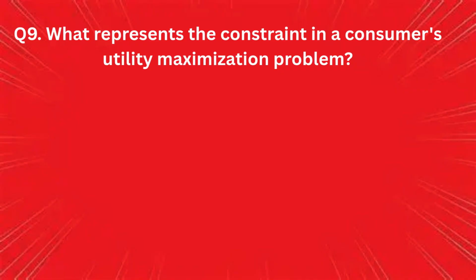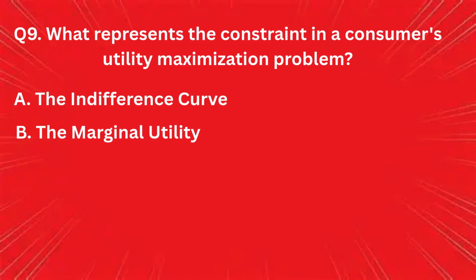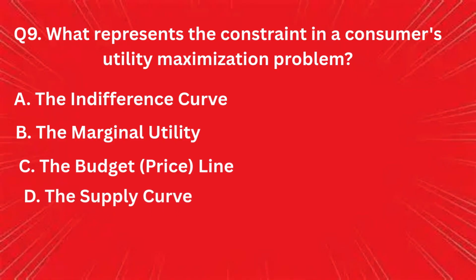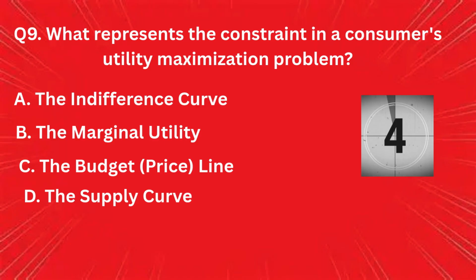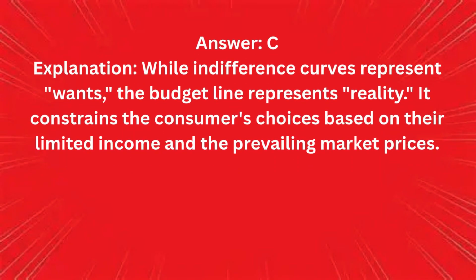9. What represents the constraint in a consumer's utility maximization problem? A. The indifference curve. B. The marginal utility. C. The budget, price, line. D. The supply curve. Answer: C. Explanation: while indifference curves represent wants, the budget line represents reality. It constrains the consumer's choices based on their limited income and the prevailing market prices.